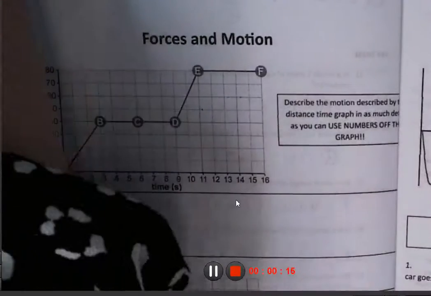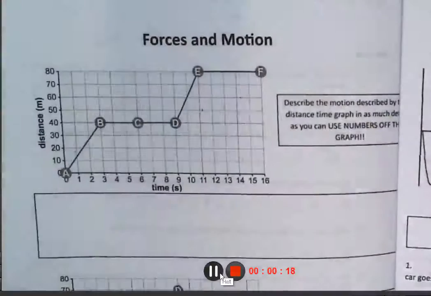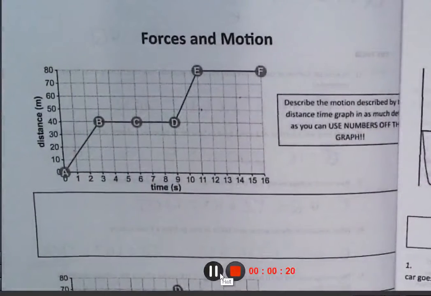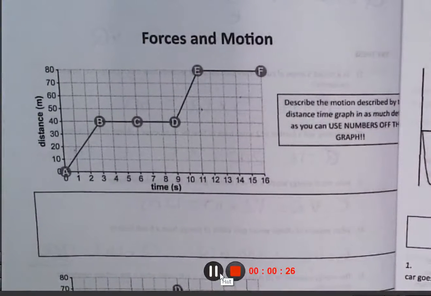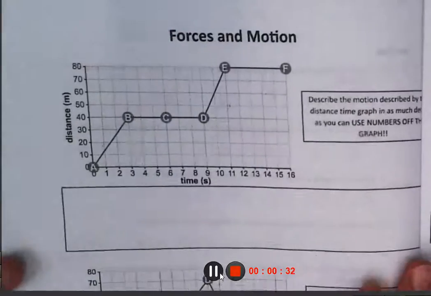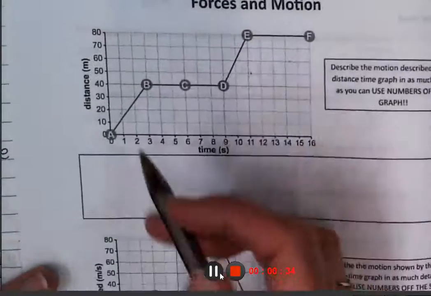So we're looking at a distance time graph. If we look at this first distance time graph, we've got the different sections, and the question says describe the motion described by this distance time graph in as much detail as you can, and use the numbers off the graph. So what I would do is talk about each section separately.